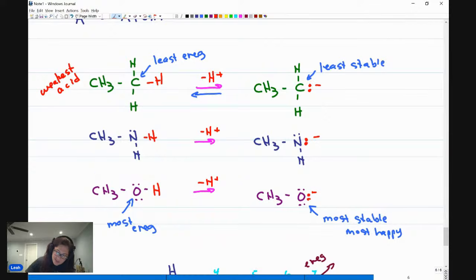This one is so excited, like my toddler going to Stu Leonard's. It runs to the car because it wants to get there really, really fast. That makes it the strongest acid.